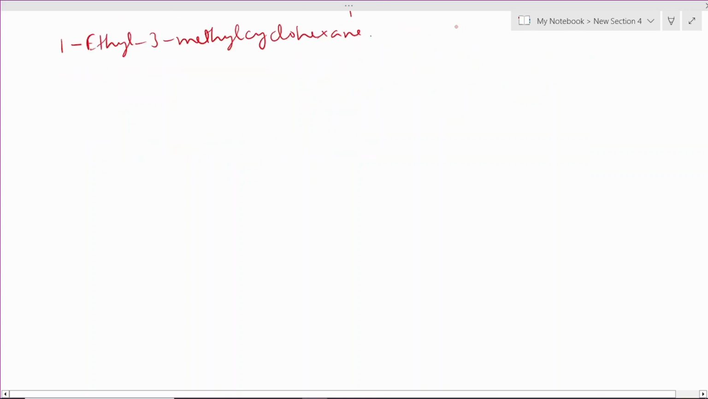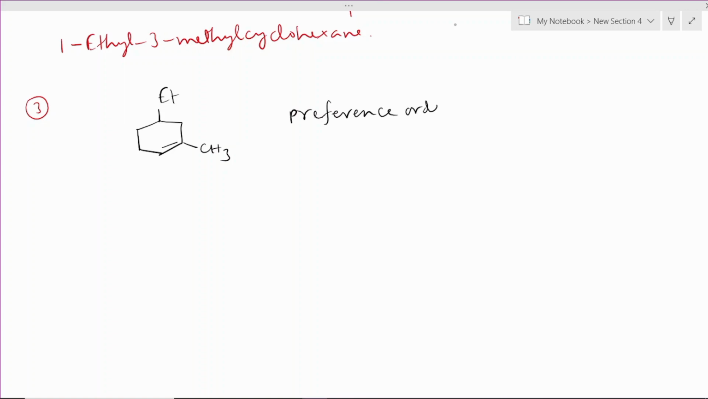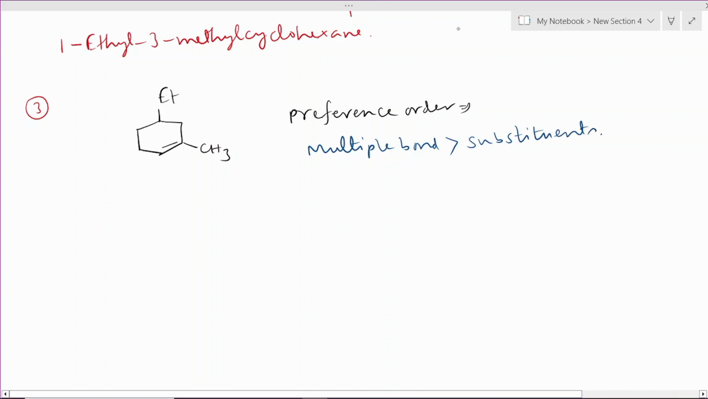We will take another example. So the preference order will be multiple bond greater than the substituents. So numbering starting from here 1, 2, 3, 4, 5 and 6. So name will be 4-ethyl 2-methyl cyclohex-1-ene.